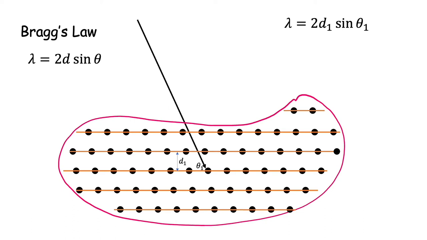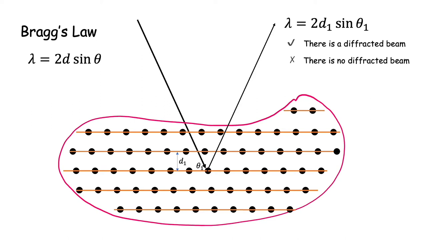If this relationship is right, then we will have a diffracted beam, and the diffracted beam will appear to be reflected from this set of planes. This is Bragg's law. If we don't satisfy this relationship, then there will be no diffracted beam. So we have answered the question, but only partially, because we have answered it only for one set of planes.